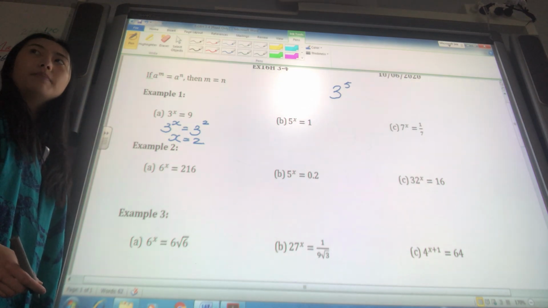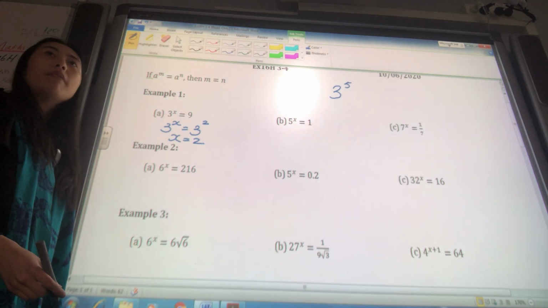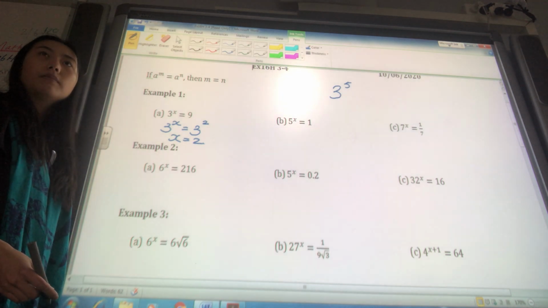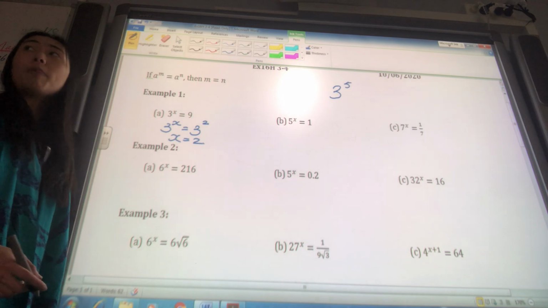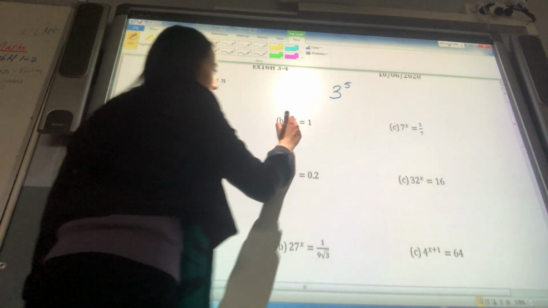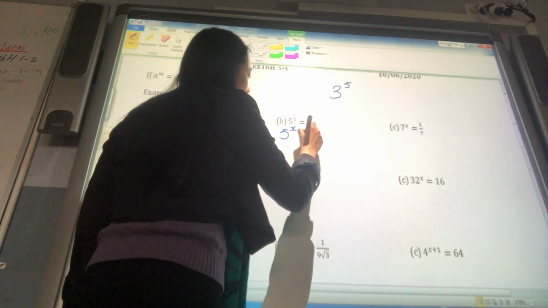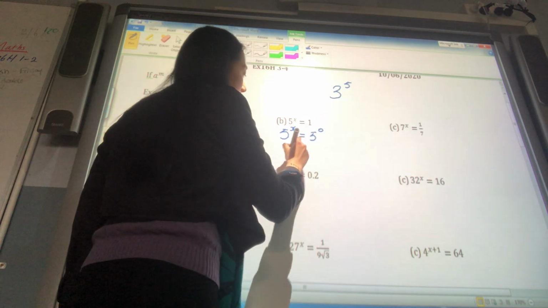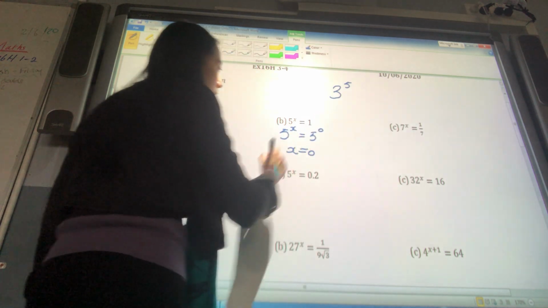Now the second one, 5 to the power of x equals 1. How would I do it? 5 to the power of 0, right? So always change the base to the same first. And then I can say x is equal to 0 easily.